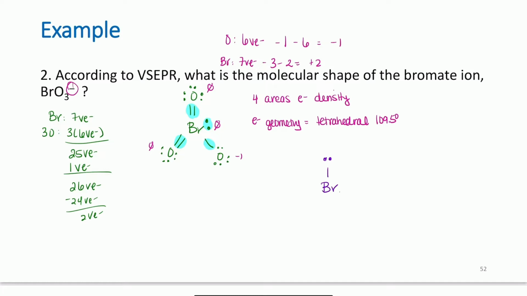So I've got a lone pair, oxygen, oxygen, and oxygen. My molecular geometry, therefore molecular shape, is called trigonal pyramidal. And that lone pair is going to push on those bonds, so the angle will be less than 109.5 degrees.